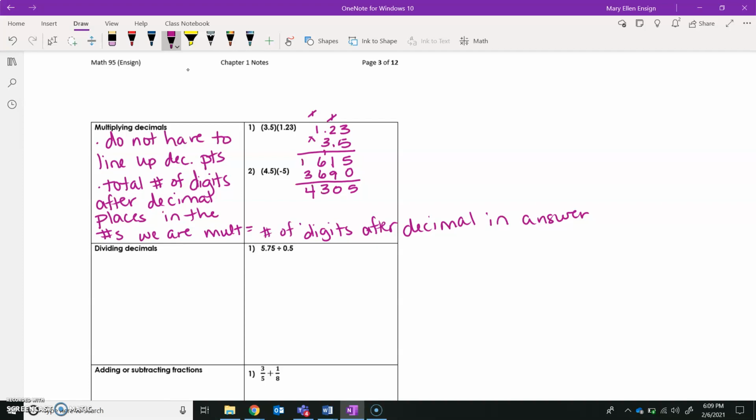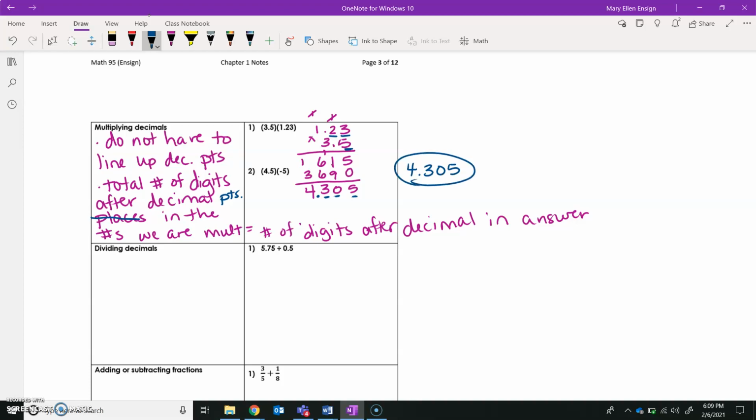Okay, now here's where this second part comes in. The total number of digits after the decimal points in the numbers we are multiplying equals the number of digits after the decimal in the answer. So if I look at the numbers I'm multiplying, I have 1, 2, 3 total numbers after the decimal points. That means I need 1, 2, 3 numbers after the decimal point here. So my answer then becomes 4.305.